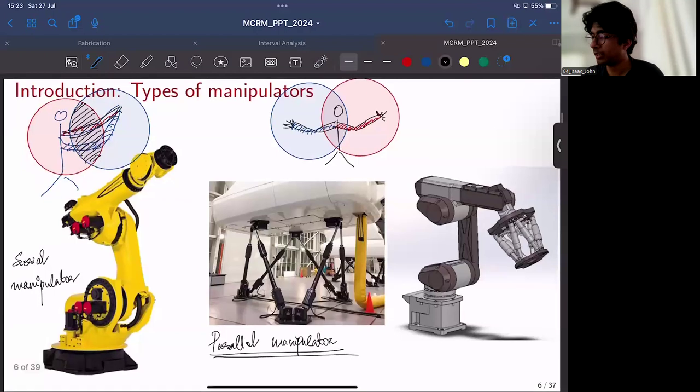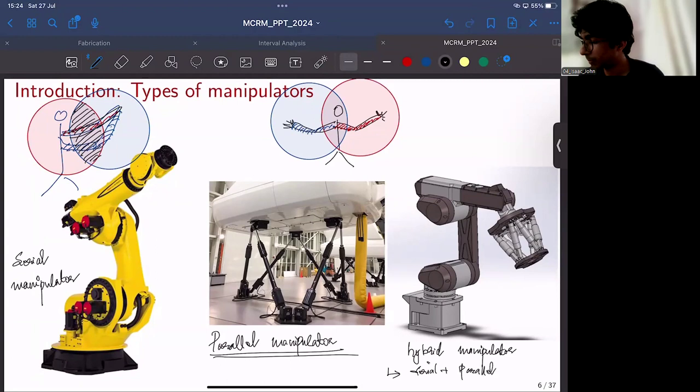Okay, so then the third class would be a combination of serial as well as parallel manipulator. We call this a hybrid manipulator. So this is nothing but a combination of a serial plus parallel architecture.